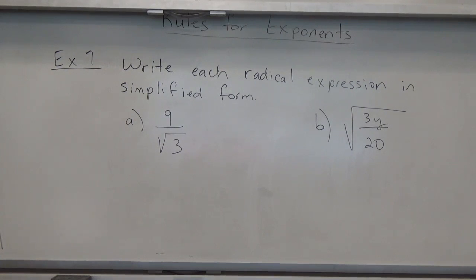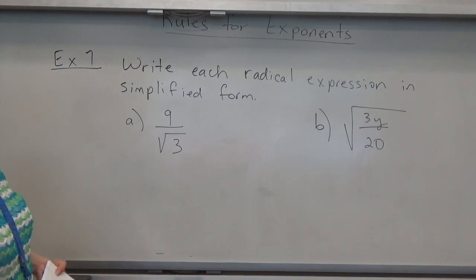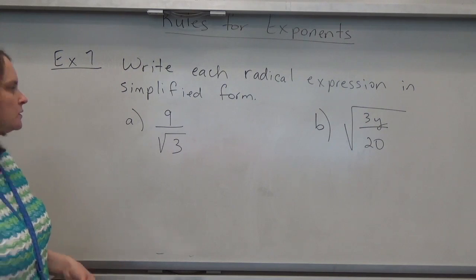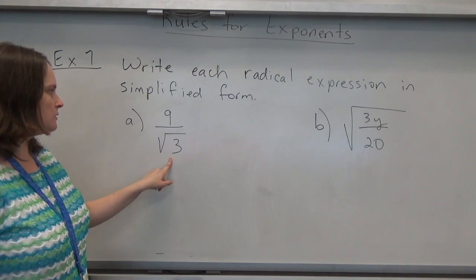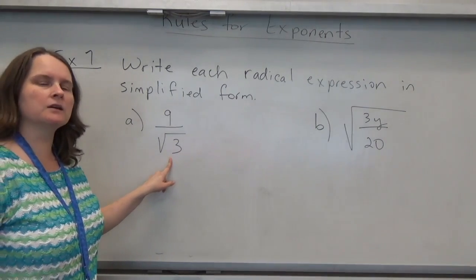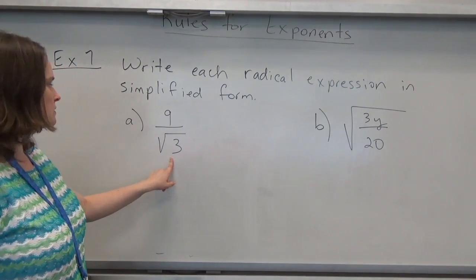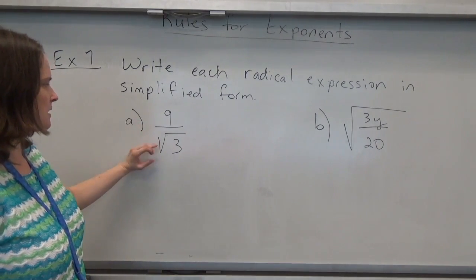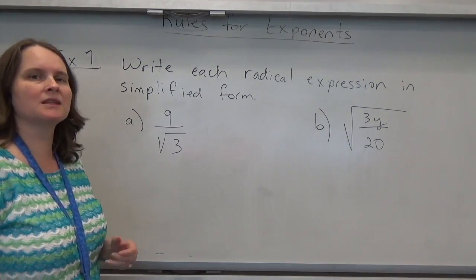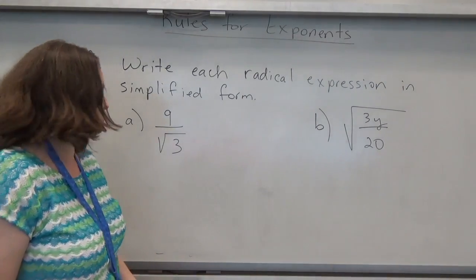form. Part A, we're going to do 9 over the square root of 3. So we know that we do not need to have that square root left in our denominator. How can we find an equivalent fraction that will eliminate a square root from this denominator without changing the original value of the fraction?